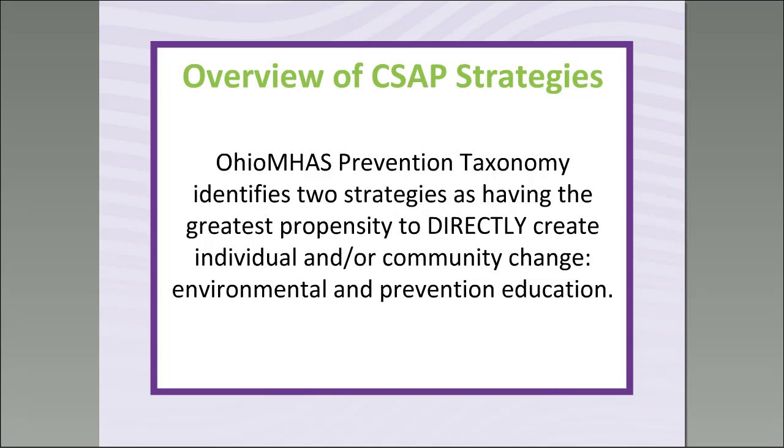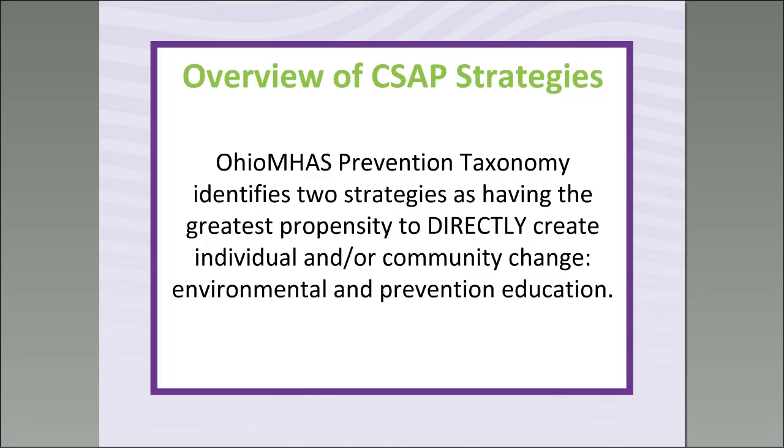To further unpack the CFR and the 6 prevention strategies, the Ohio Department of Mental Health and Addiction Services has published the Prevention Taxonomy, which can be found on the Ohio MHAS website. In the Prevention Taxonomy, Ohio MHAS has identified 2 strategies as having the greatest propensity to directly create individual and/or community change: environmental and prevention education. The remaining 4 strategies are conceptualized as supporting strategies, which makes sense.